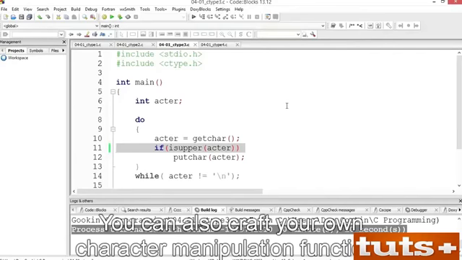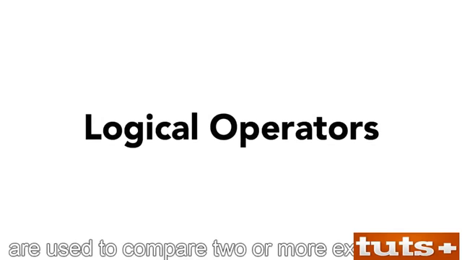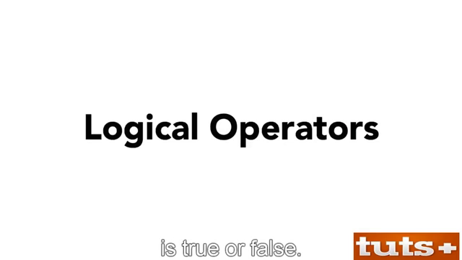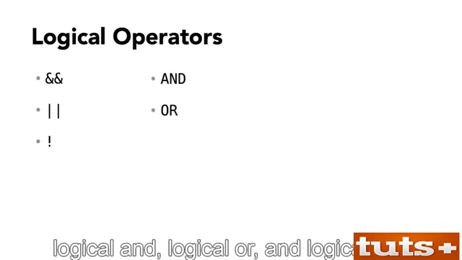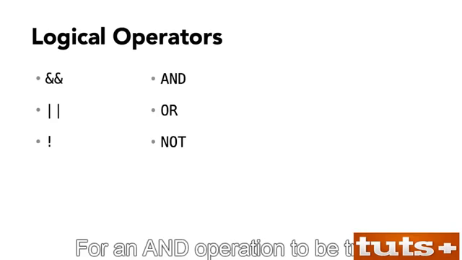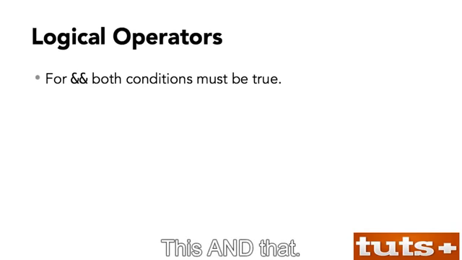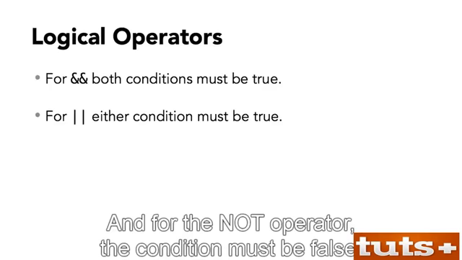The C language's logical operators are used to compare two or more expressions. The operators determine whether the result is true or false. Three operators are available to use: logical AND, logical OR, and logical NOT. These are often written in all caps so that they're not confused with irregular words. For an AND operation to be true, both conditions must be true, this and that. For an OR operator, either of the conditions must be true, this or that. And for the NOT operator, the condition must be false, which is backwards, but that's how NOT works, not this.